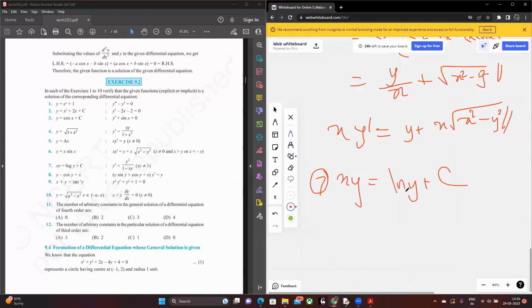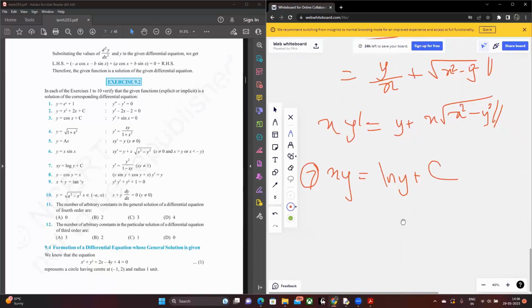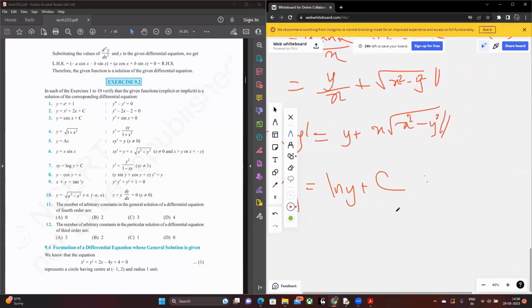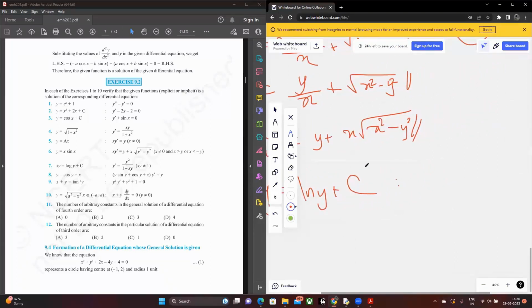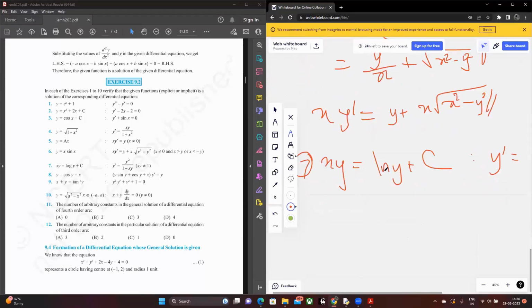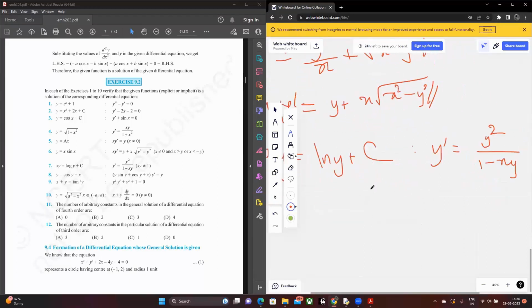So instead of log, if you write ln, no difference because maths treats both as same. In chemistry and physics, it differs. The conventions differ always. Remember. And y dash equals y squared divided by 1 minus xy. Cool. So this xy equals ln y plus c.